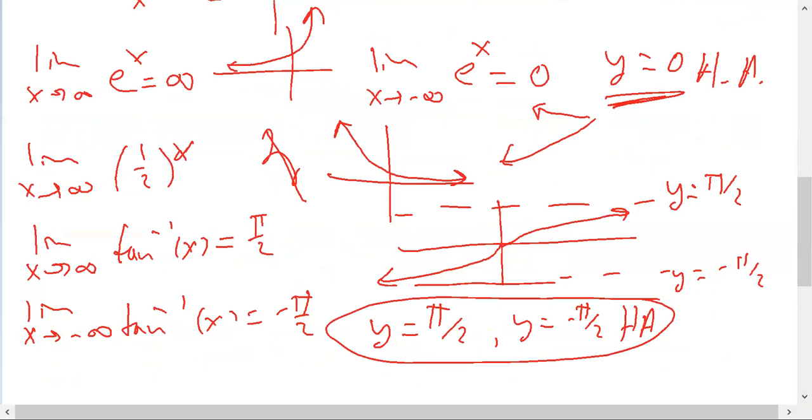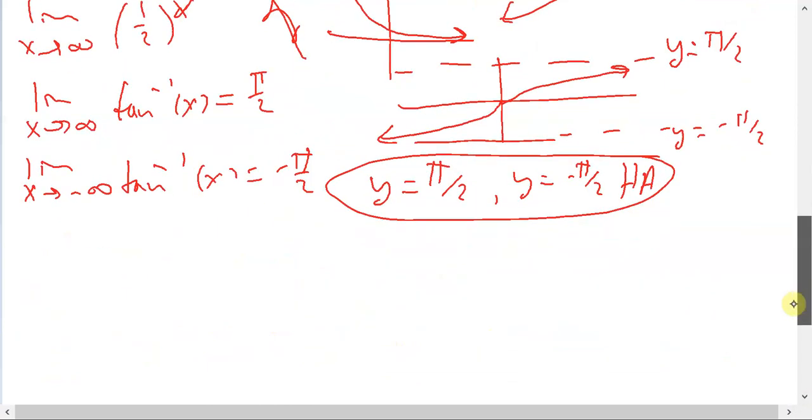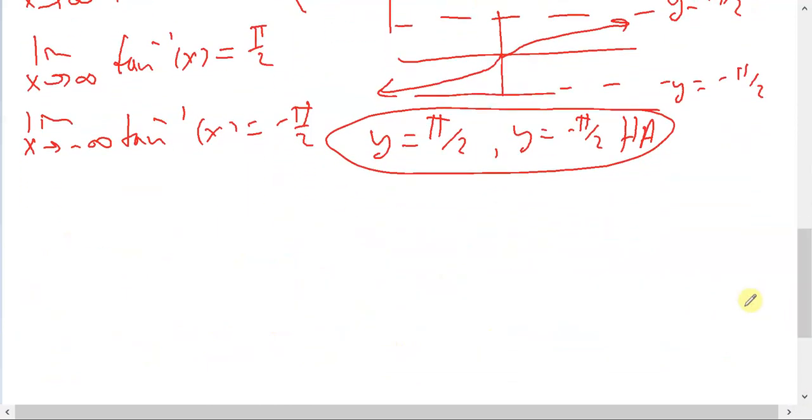So we can have more than one, we don't have to have any, and they can be different in different directions. Turns out you can't have more than two, because if you had more than two, you'd somehow be approaching two different asymptotes in one direction, and you wouldn't have a function anymore. And then we have functions that don't have asymptotes.